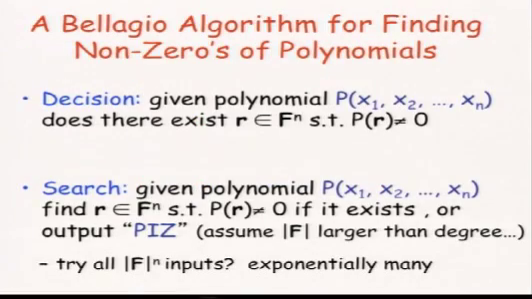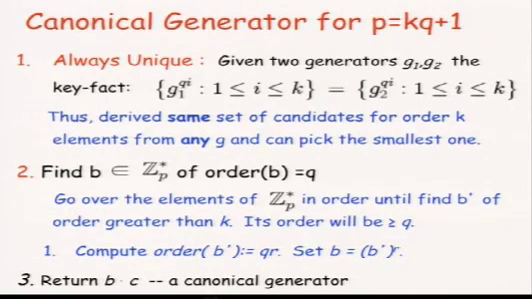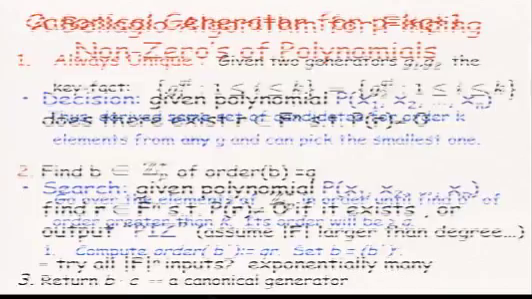So we can talk about a decision question and a search question. The decision question is: is this polynomial identically zero? Is there an assignment to the variables which makes it non-zero? And the search question is: find an assignment to the variables which makes it non-zero. We don't know how to solve this problem in deterministic polynomial time, but we do know how to solve it using probabilistic algorithms.